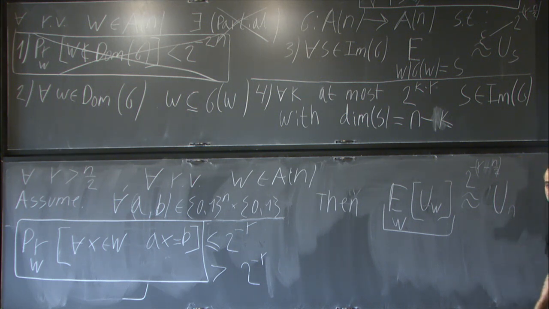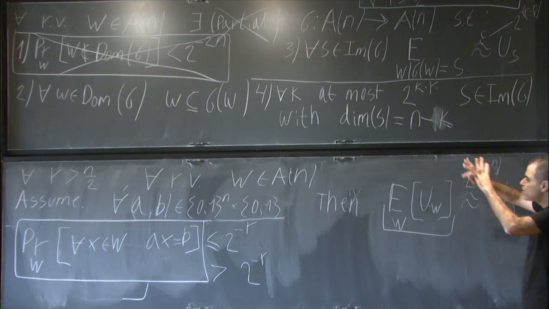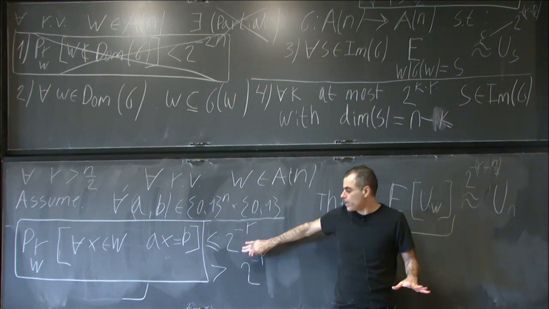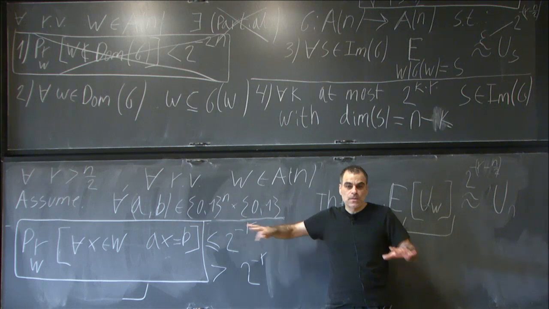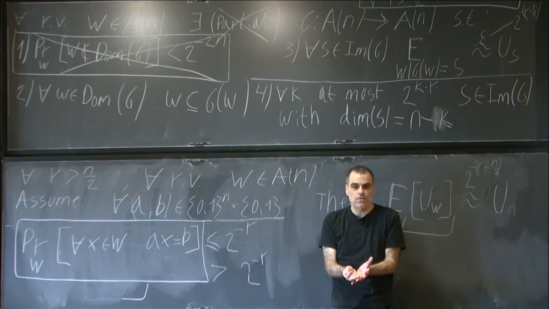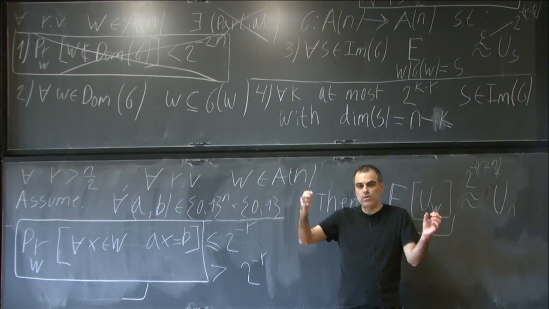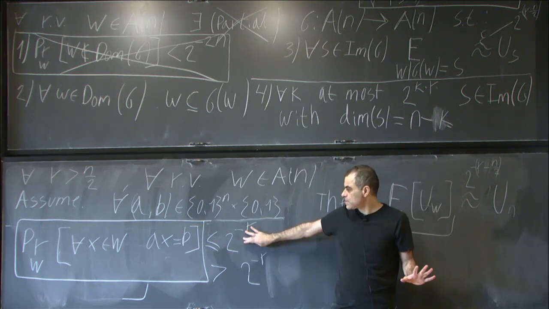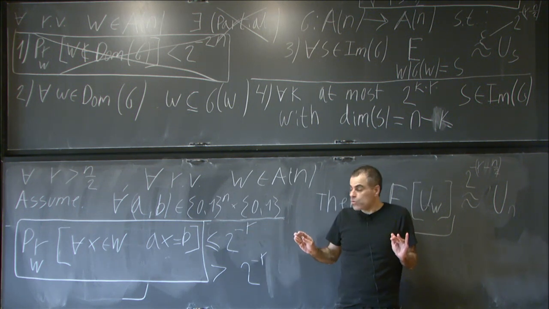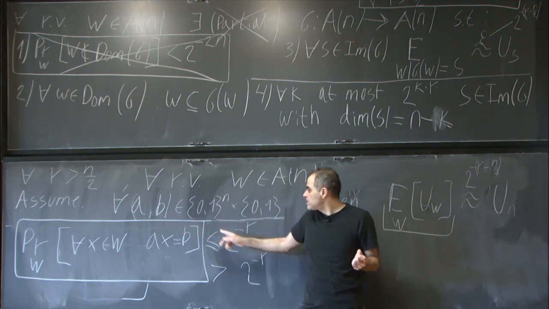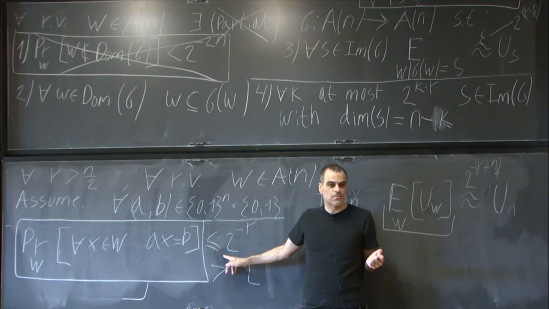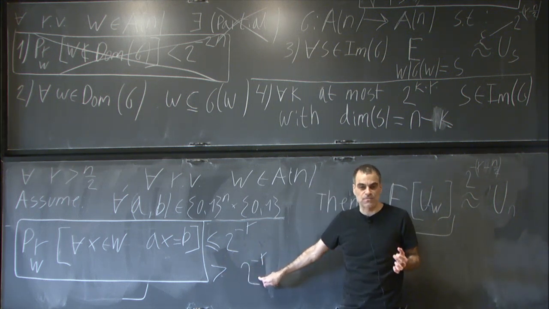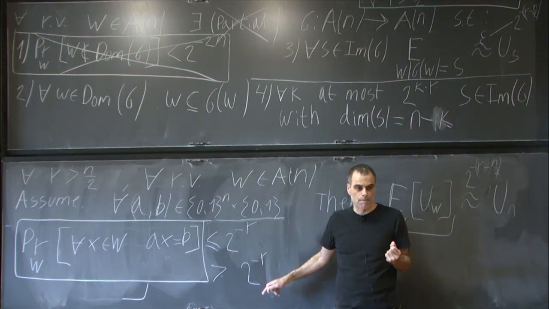Okay, let me repeat this. Either this is already satisfied for every A and B, then we are uniform over everything. We can take W and replace everything by the whole subspace. This is great. If not, there is an A and B such that this condition is not satisfied, which means that for that A and B, this probability is larger than 2 to the minus r.